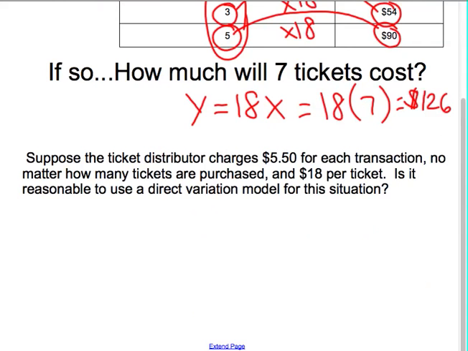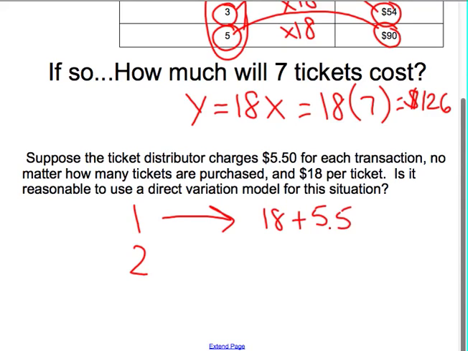Let's take a look at this second part. Suppose the ticket distributor charges $5.50 for each transaction, no matter how many tickets are purchased, and $18 per ticket. Is it reasonable to use a direct variation model for this situation? No. Why not? Well, let's just take a look at maybe the first one. How much would one ticket now cost? $18 plus the $5.50, which is $23.50.